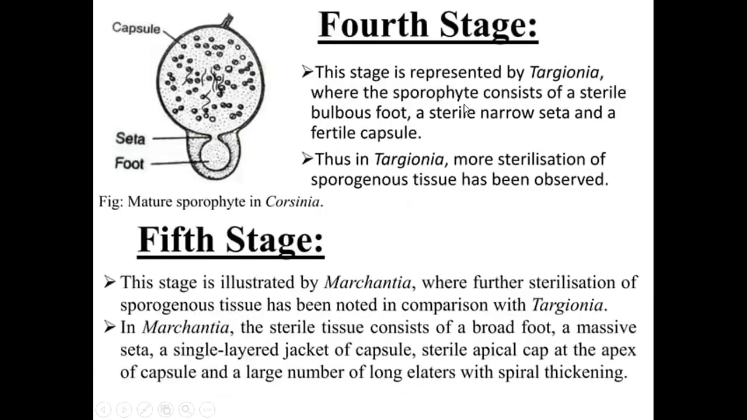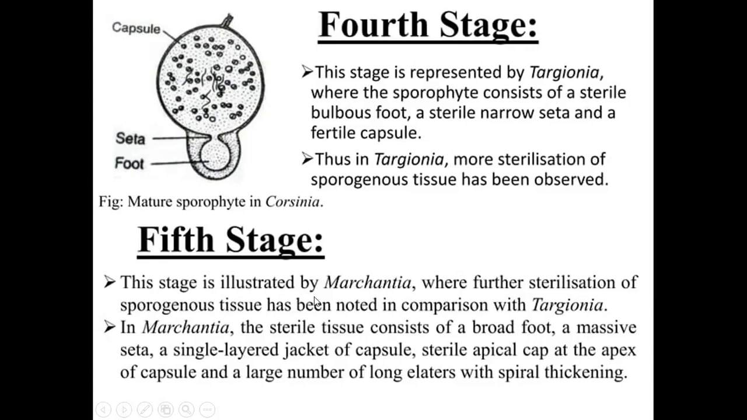Now, when we move on to the fourth stage, this stage is represented by Targonia. Here you can see the sporophyte consists of a bulbous foot, a sterile narrow seta and a fertile capsule. More sterilization of the sporogenous tissue is observed here. That means the majority of the sporogenous tissue develops into spores as well as elaters. You can observe the elaters here. This is the fourth stage.